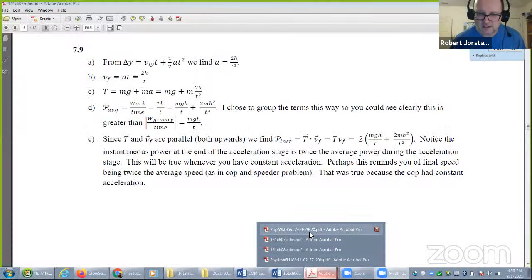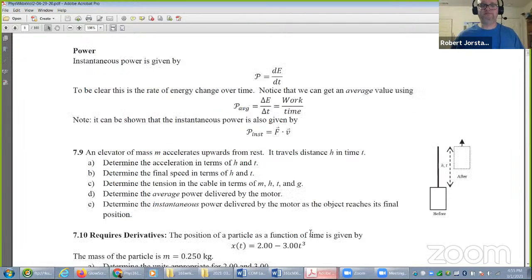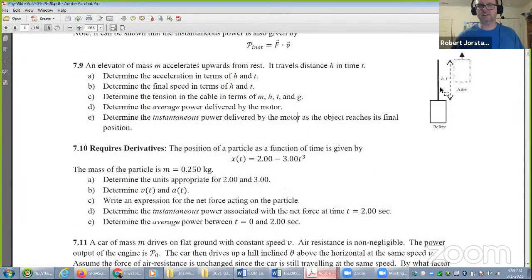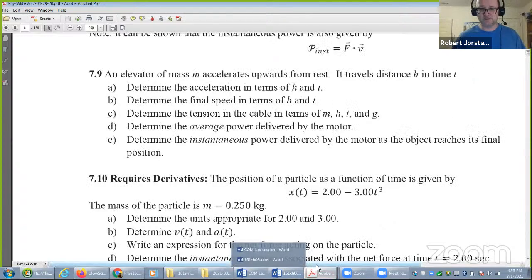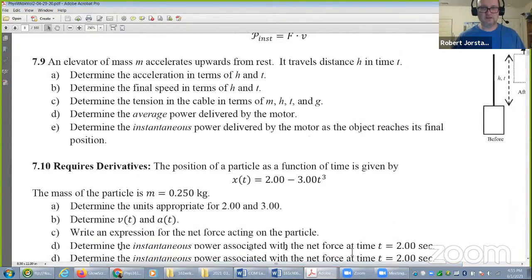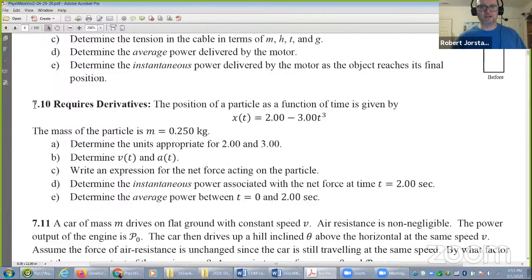All right, so next, I know this may seem a little bit silly, but I'm going to show you the next problem here and talk a little bit about it. Now, this one is a little bit different. I want to talk about this one a little bit. So I'm looking at 7.10.